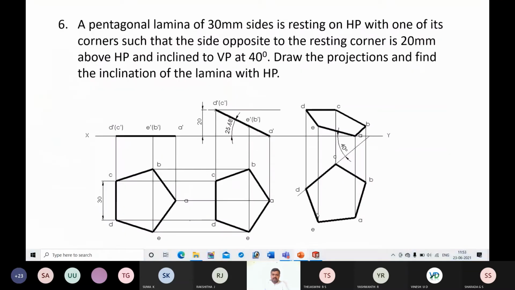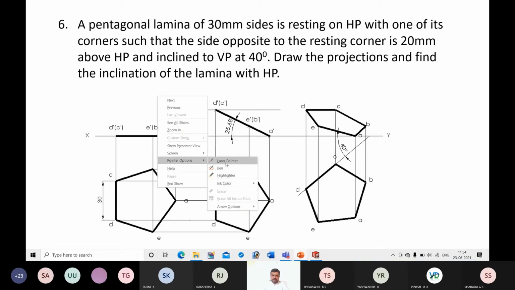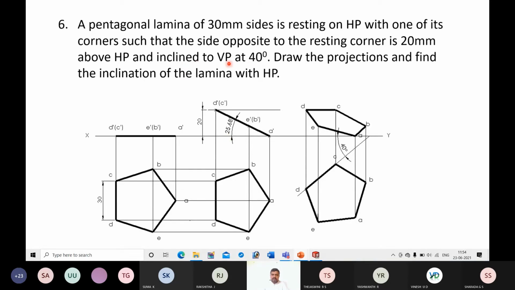After that, similar to the previous problem, next is the second top view. So you should satisfy the last condition. The side opposite to the resting corner is 20 mm above HP and inclined to VP at 40 degree.